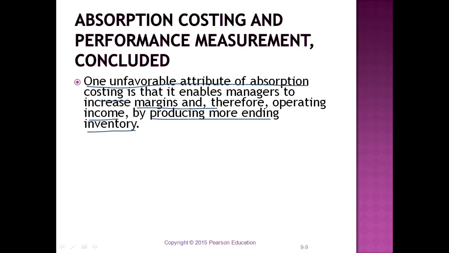the difference between variable costing and absorption costing. And you must have noticed that whenever there is higher inventory, absorption costing shows a higher operating income. So whenever the managers are tempted to show higher operating income, they may end up producing more than what they sold, and this could lead to more ending inventory, which may not be favorable for the company.